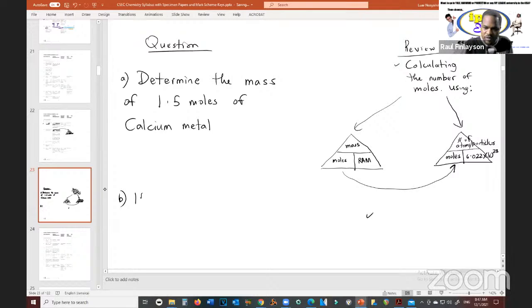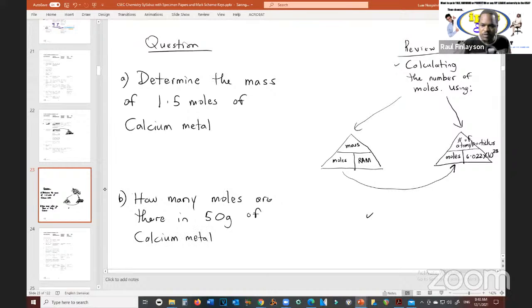How many moles are there in 50 grams of calcium metal? All right, there you go.